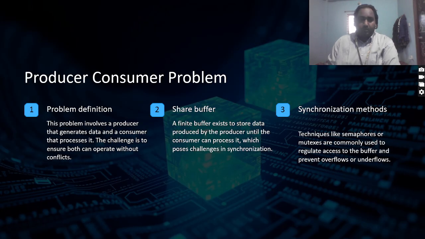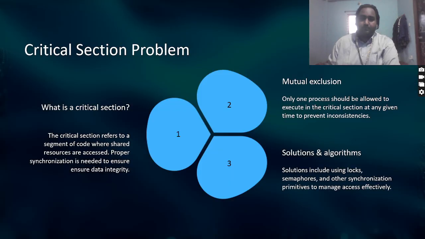Producer-consumer problem. Definition of the problem: this problem involves a producer that generates data and a consumer that processes it. The challenge is to ensure both can operate without conflicts. Shared buffer. A finite buffer exists to store data produced by the producer until the consumer can process it, which poses challenges in synchronization. Synchronization methods. Techniques like semaphores or mutexes are commonly used to regulate access to the buffer and prevent overflows or underflows.